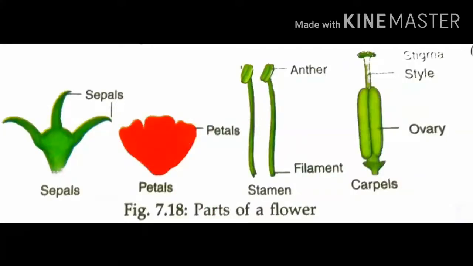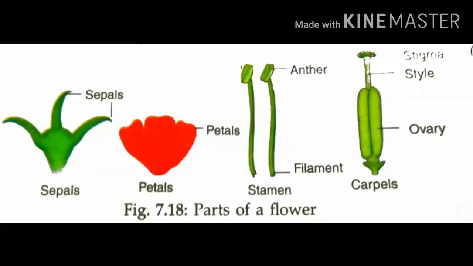See, the first one is a sepal. It's green in color. It protects the flower at the bud stage. And this is the outermost part of the flower. And sepals are a most important part in the open flower.